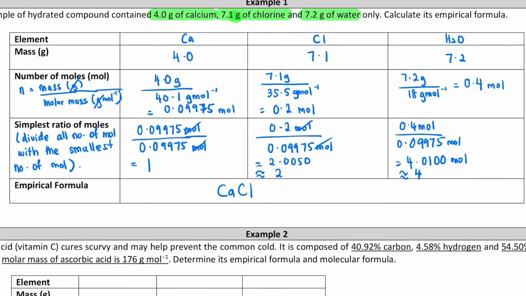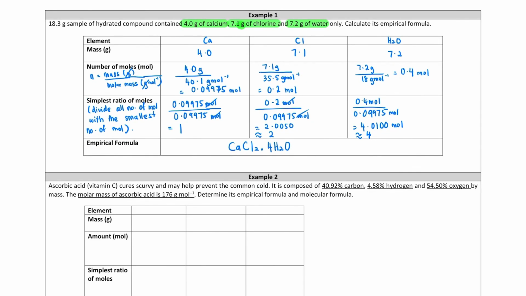So CaCl2. And then since this is hydrated compound, kan tadi saya cakap dia ada titik dekat sini. Dot. And then how many H2O? There are 4 H2O. So 4 H2O you have to write dekat depan. Kenapa dekat depan? Sebab memang itu cara kita tulis formula for hydrated compound. So that's all for example 1.